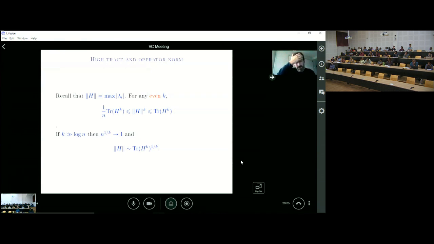So in particular, if k is much larger than log n, then n power 1 over k goes to 1, and you get that the operator norm is equivalent to the trace of H power k, normalized, power 1 over k. Okay, so if you have information on the trace of H power k where k is large, large meaning larger than log n, then you can automatically deduce statements about the operator norm. How does it work in practice?